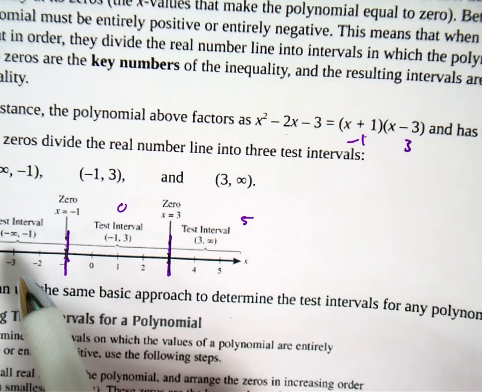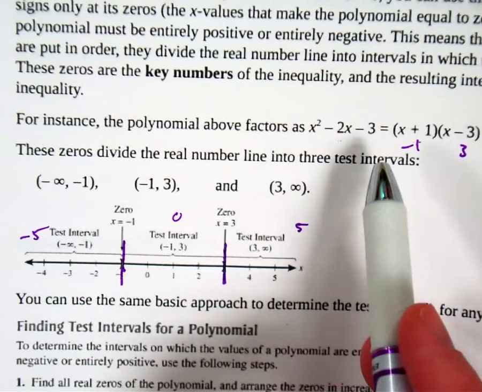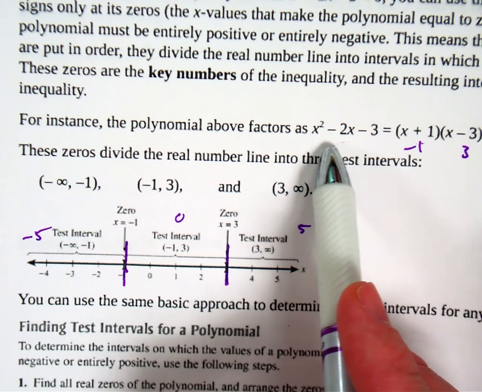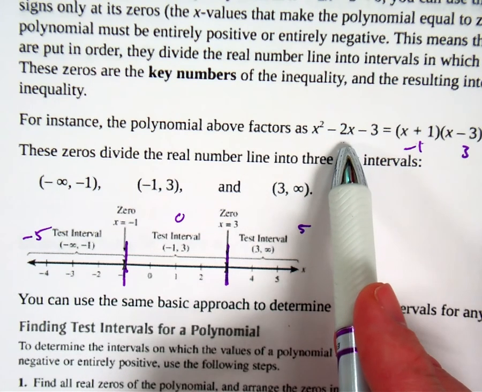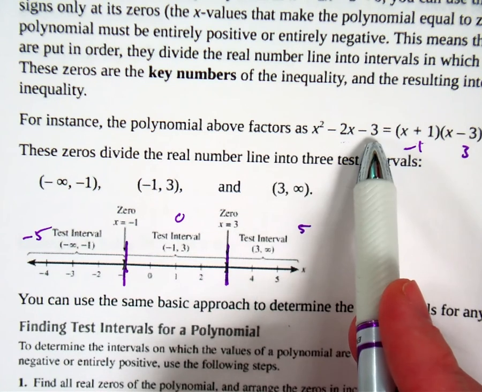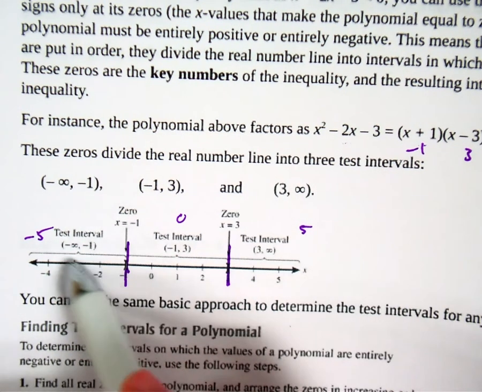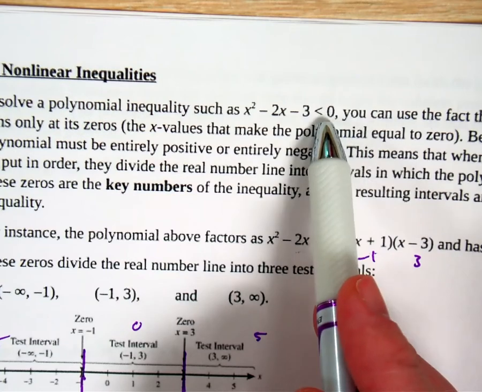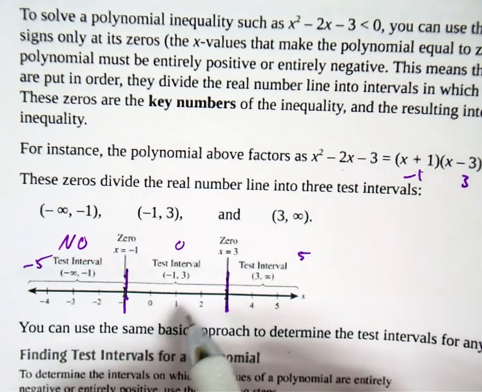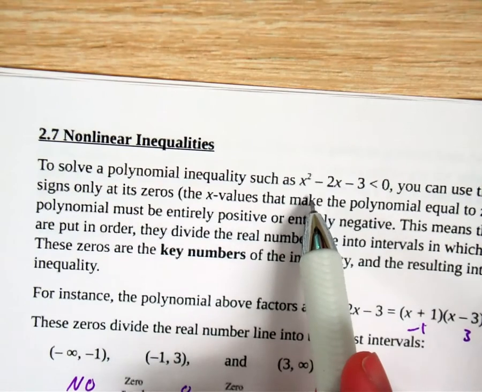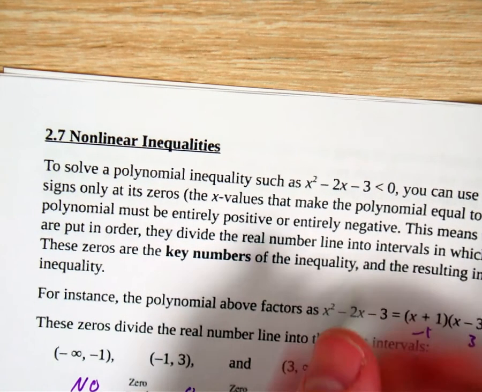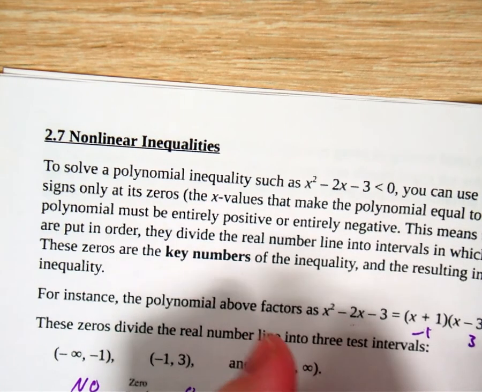All right, if I put in negative 5, squared is 25. Minus 2 times negative 5, that's positive 10. We've got up to 35. Minus 3 is 32. So out here would be 32. Is that less than 0? No. Now 0: 0 squared minus 2 times 0 minus 3 is going to end up being negative 3. So is that less than 0? Yes. And then we get no.